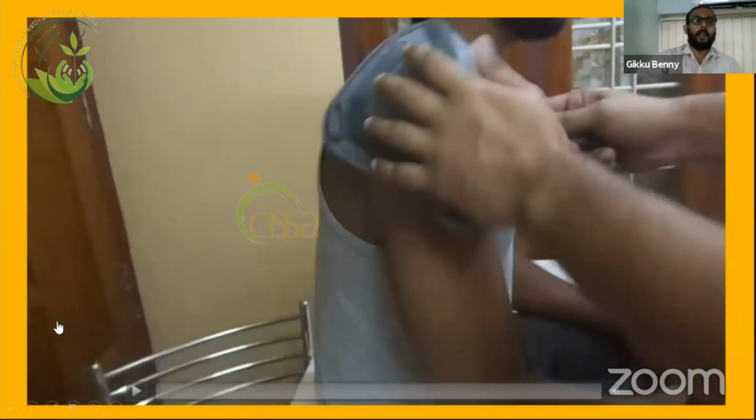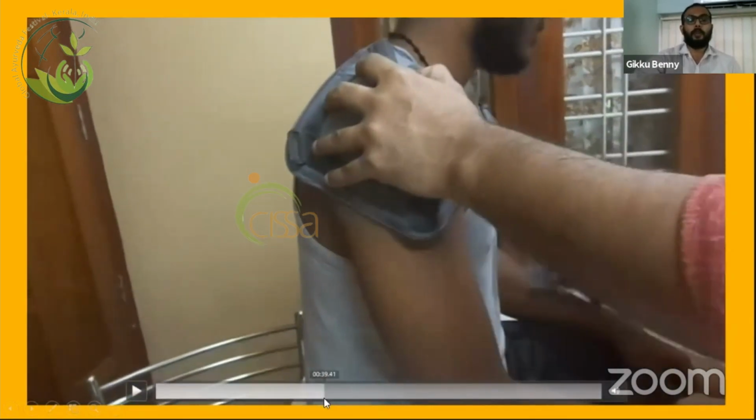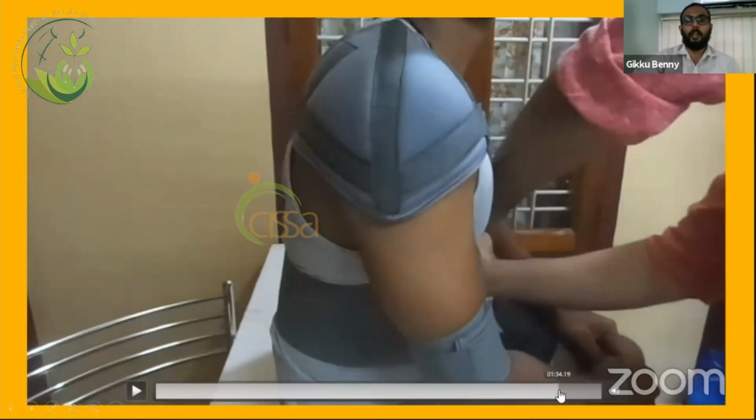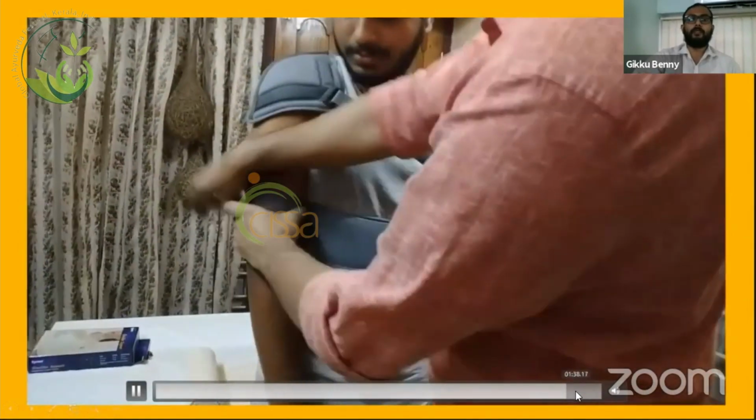Also, we can apply a shoulder immobilizer as per convenience, if needed. This is the application of a shoulder immobilizer.